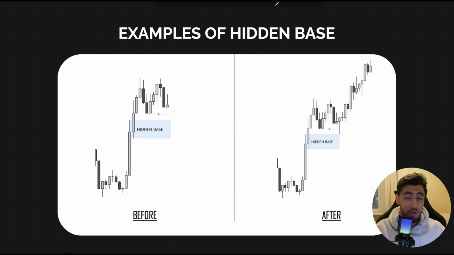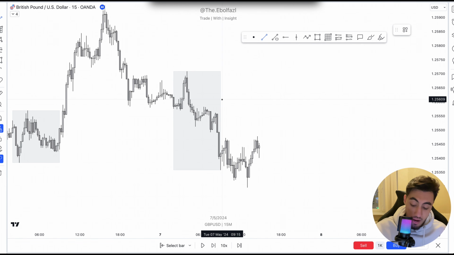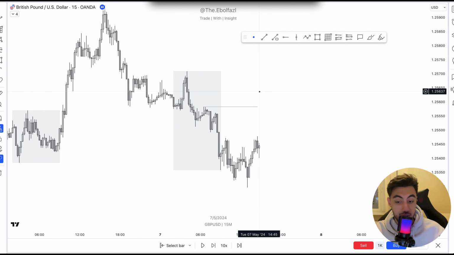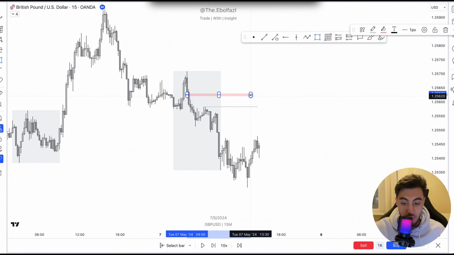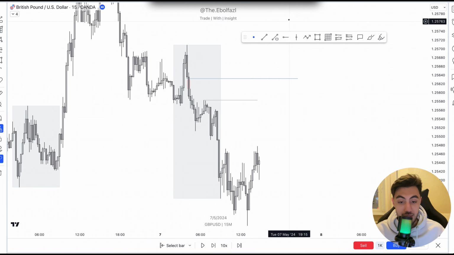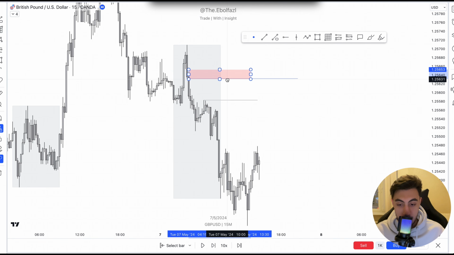So let's go to the chart to show you some examples of the hidden base. Let's take this example. We have the liquidity or equal high here. Also, we have the imbalance here, but we are going to 100% take the imbalance-filled area. And we can see price created a hidden base here, so pretty much we can take this area.